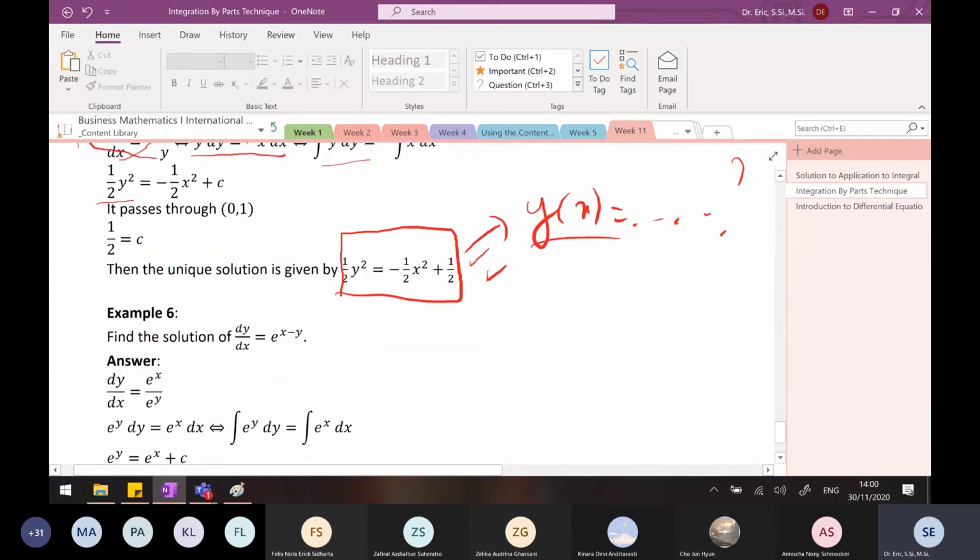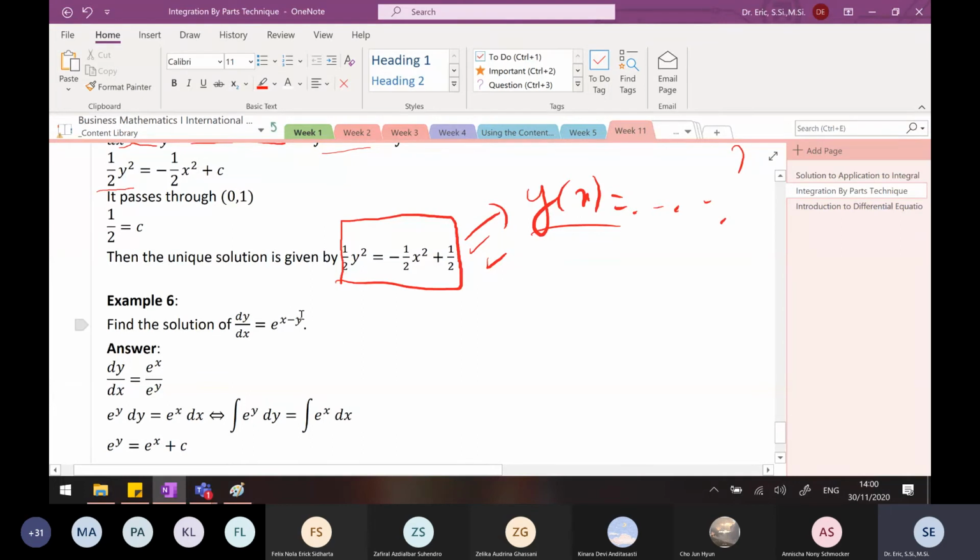Find the solution of dy/dx equals e to the power of x minus y. Don't forget, e to the power of x minus y is e to the power of x divided by e to the power of y. Now I can use separation of variables. e to the y I can multiply to the left hand side, dx I can multiply to the right hand side. So I have this one.